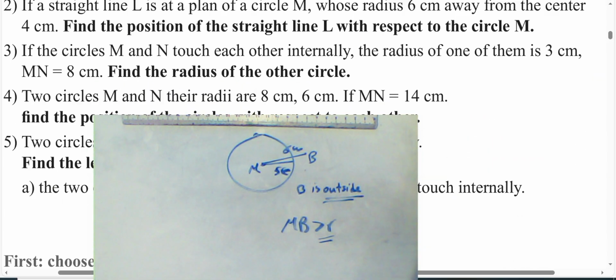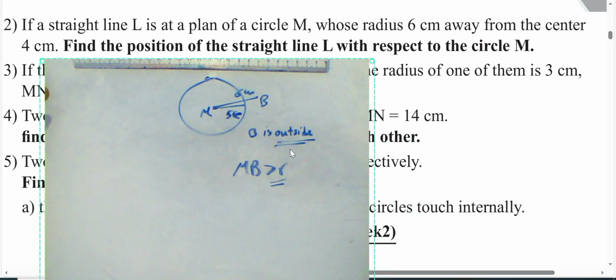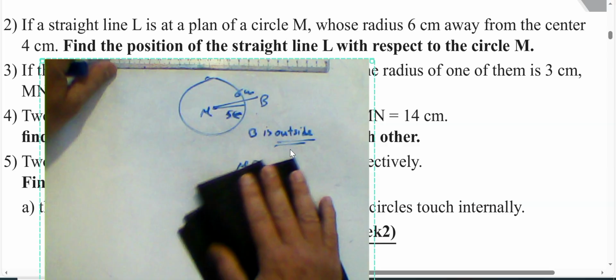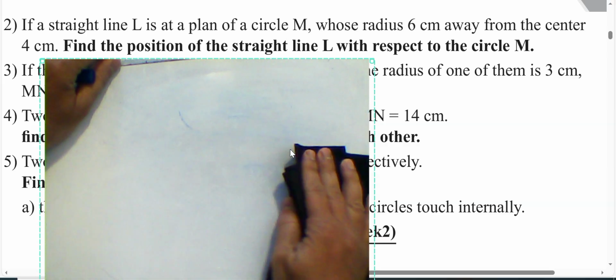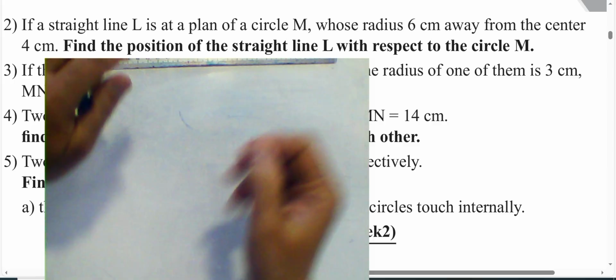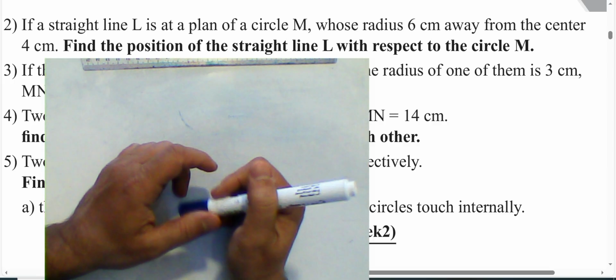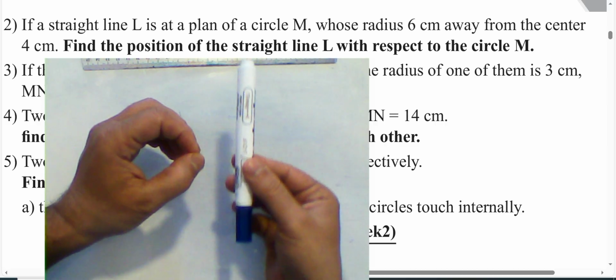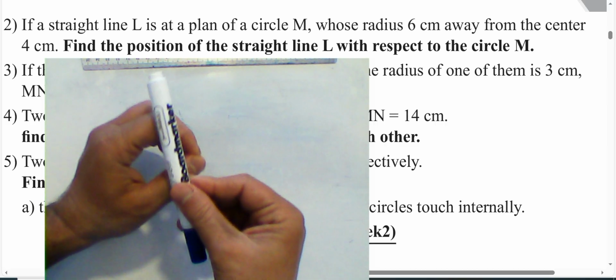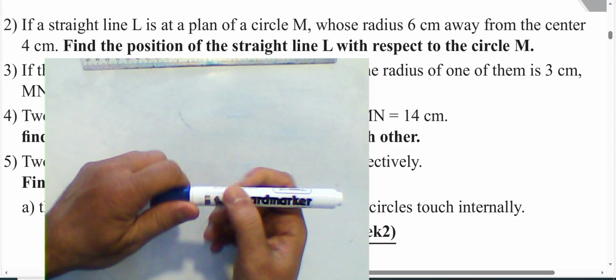Next question, number 2. Straight line L is in the plane of a circle M whose radius is 6 centimeters, and it is 4 centimeters away from the center. Find the position of the straight line with respect to the circle. We know the straight line will be outside, transversal, or tangent to the circle. Okay, how do we know this?